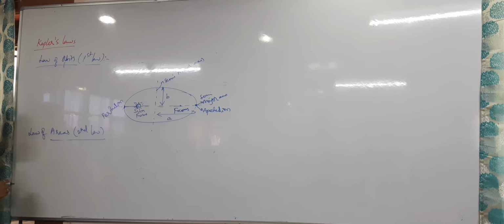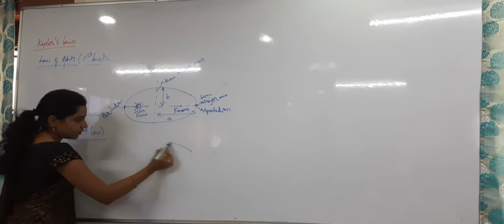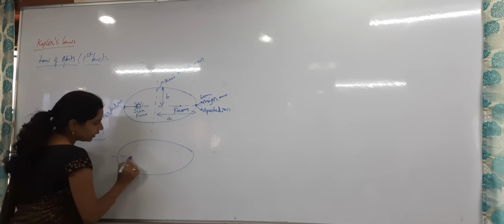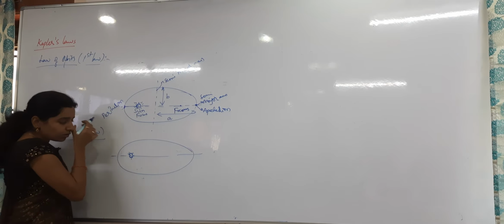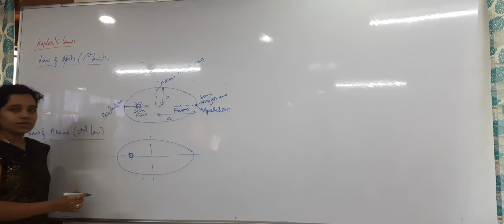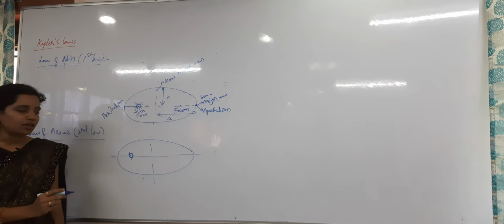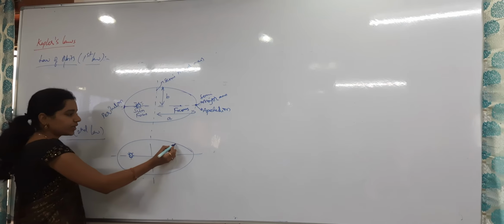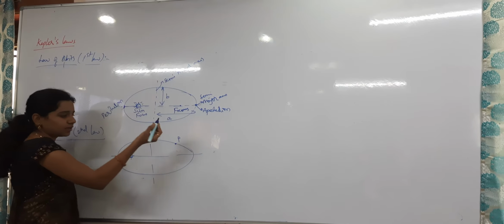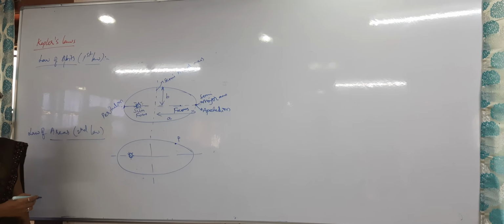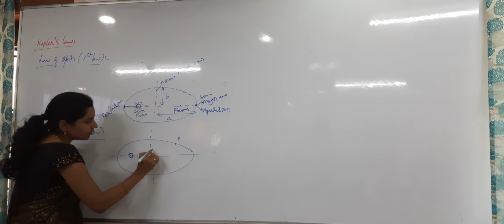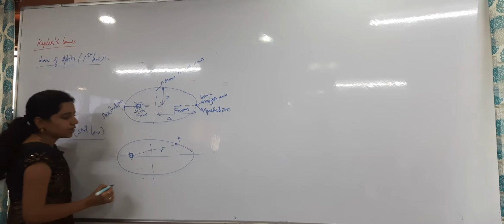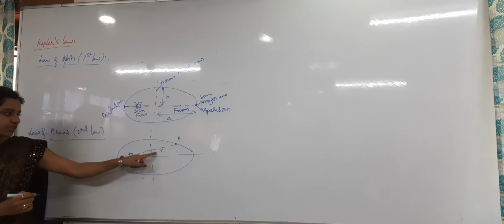What does the law of areas state? Here I will take the sun as presented here. All the planets revolve around the sun in elliptical orbits. For example, I have taken a planet here, let me take Earth or any other planet. The distance between the sun and the planet, let me take small r as the distance.